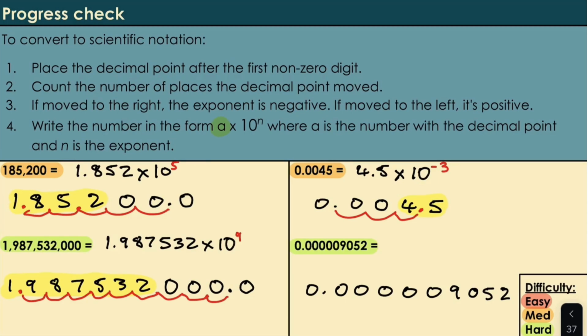Last example. This is a really small number. So place the decimal point after the first non-zero digit. That is a 9. Already we can see our A component. There it is in yellow. Now we need to work out the power component. 1, 2, 3, 4, 5, 6 places. So we have times 10 to the -6. The decimal point moved to the right.